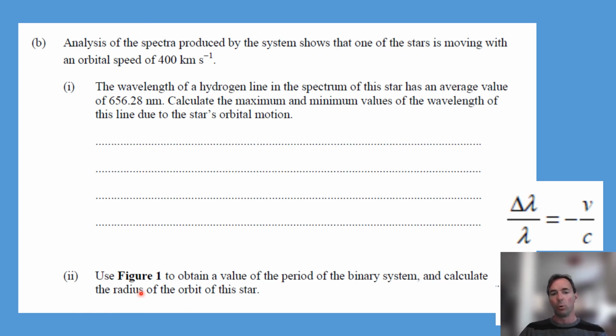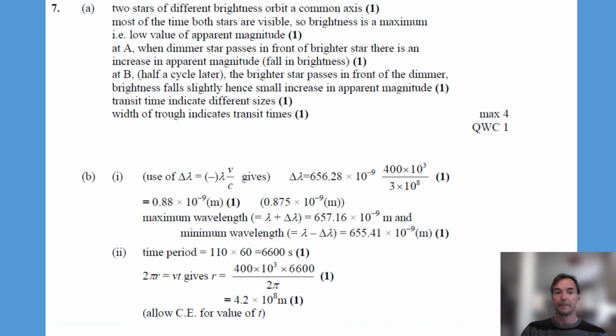Using figure 1, obtain a value for the period of the binary system, and calculate the radius of the orbit of the star. So just rewind the video and have a good look at that. Have a good look at the radius. Remember, it's the same thing you're measuring to, and then calculate this. Pause the video. I'll show you the answers in 1, 2, 3, and there they are.